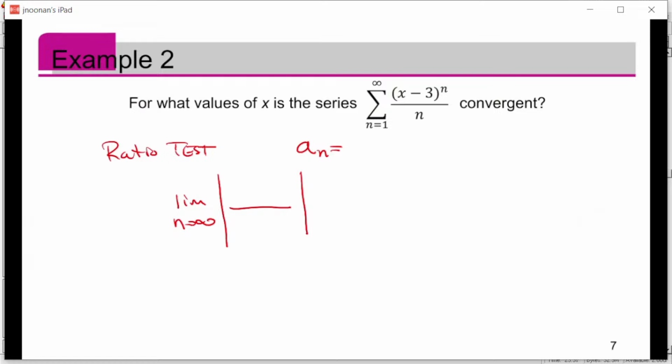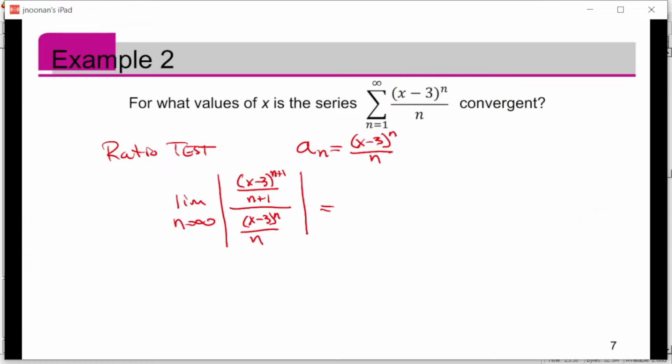So, Briar, what is a sub n for this one? Just the x minus 3 to the n over n? Yes. So it's just that stuff in there. I know it seems silly to write it down, but it's okay. Now we have to write down the ratio test. Sean, you know how to write the ratio test, don't you? X minus 3 to the n plus 1 over n plus 1, that's the top. And then the bottom is just x minus 3 to the n over n? That's right. Very nice.